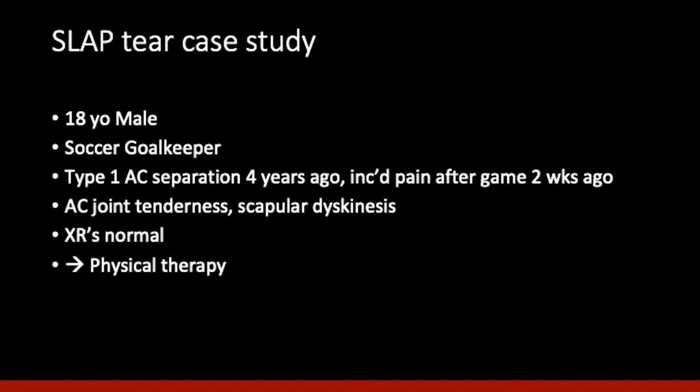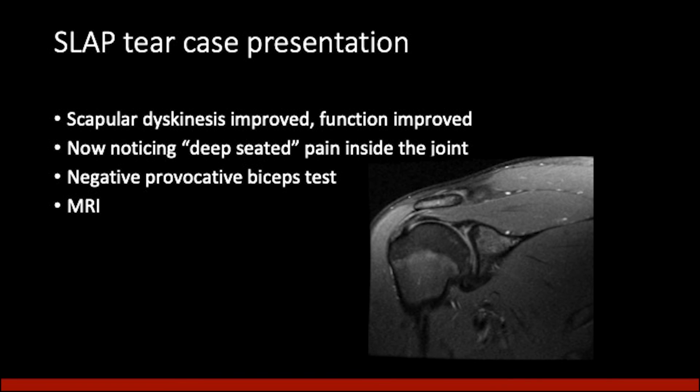His x-rays were normal, so we got him into physical therapy. Scapular dyskinesis improved, but he now had this very clear, deep-seated pain. He couldn't put his finger on it. He was like, it's down in there somewhere. And he was pointing to the superior labrum. It's incredible. Even your uneducated patients, for a true superior labrum lesion, are pretty darn good at pointing to where it is, even though they don't know what they're pointing to.